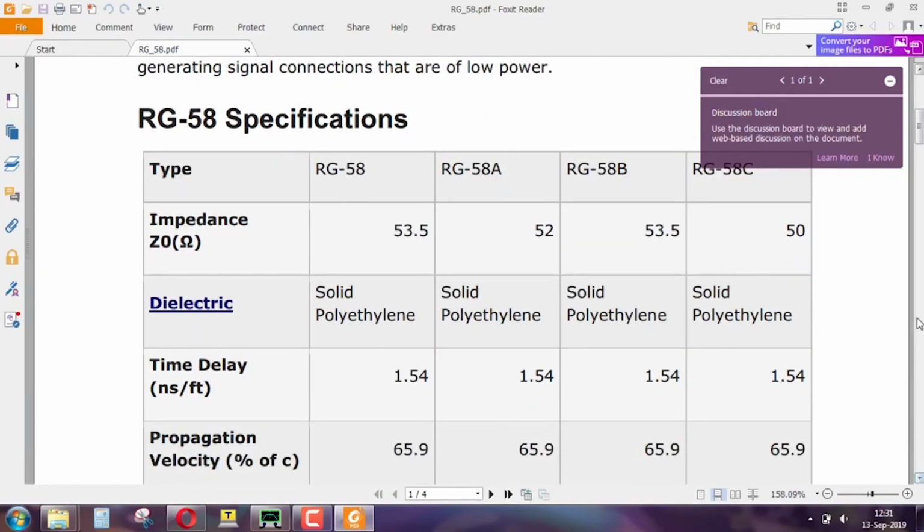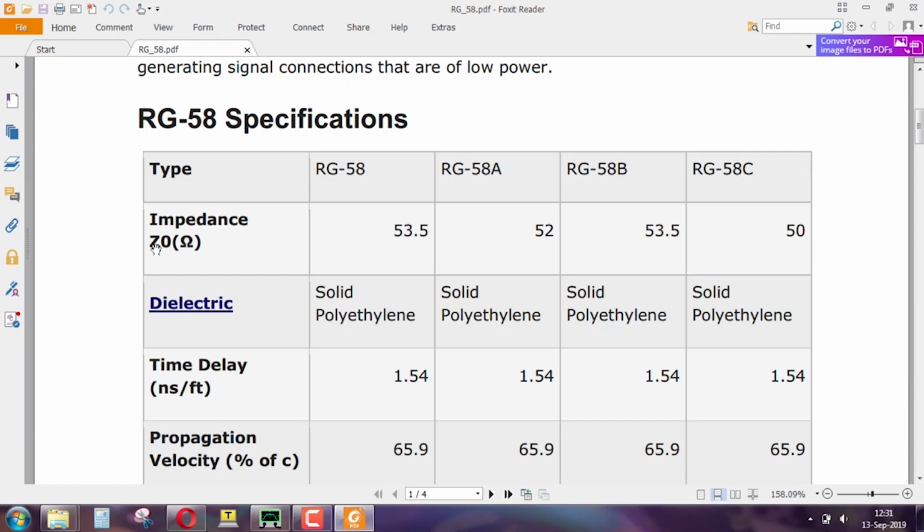I am opening some common cables. RG58 is a very common cable that I learnt to use maybe when I was beginning. Let us have a look at typical specifications. If you look over here, impedance Z0 is the characteristic impedance of the cable. There are different varieties, RG58, 58A, 58B, 58C, etc. All of them have a nominal impedance of about 50 ohms: 53.5, 52, 53.5, 50 ohms, etc. These are some nominal impedances.